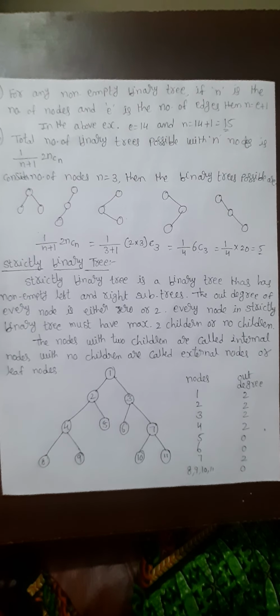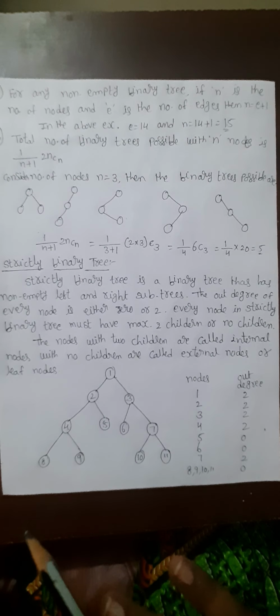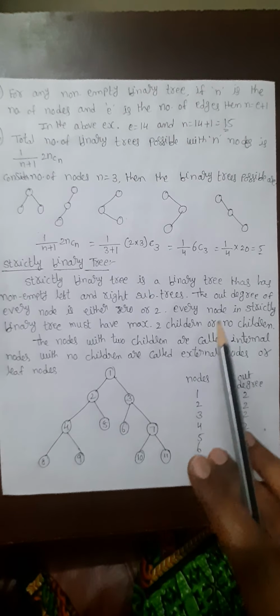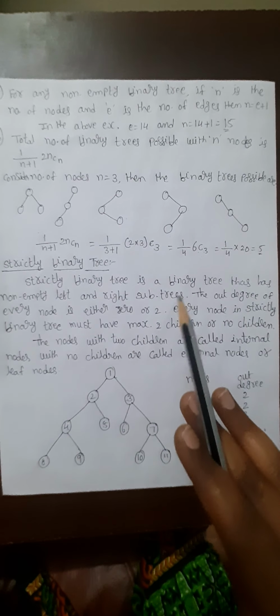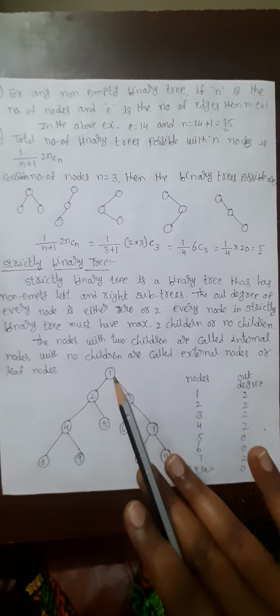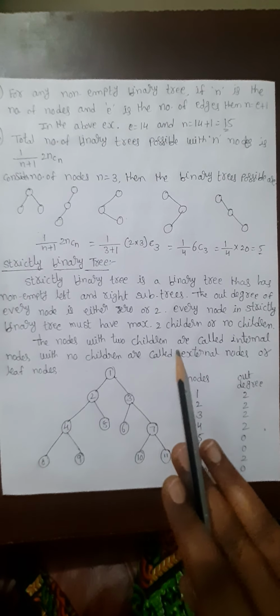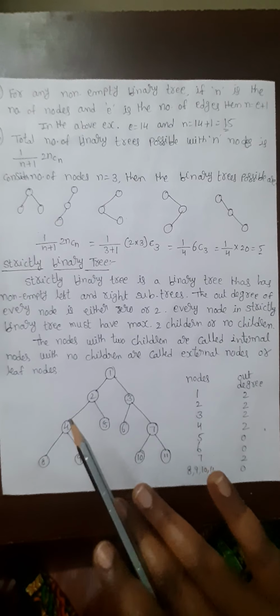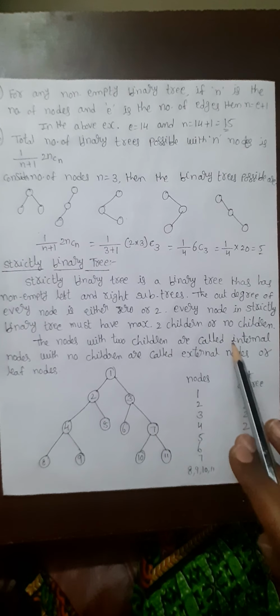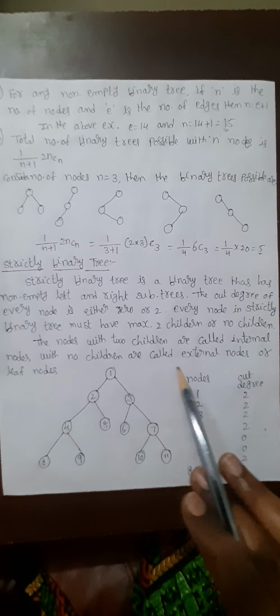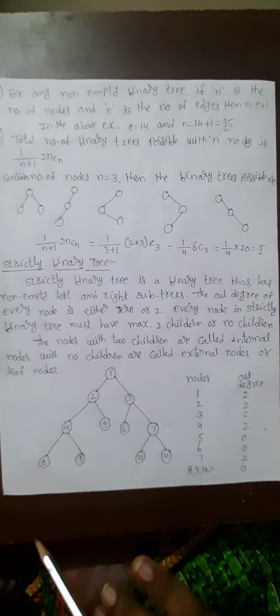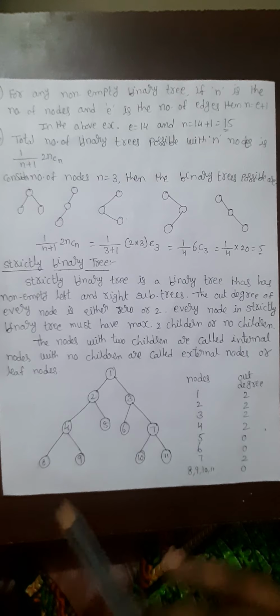That means it should not contain non-empty left and right subtrees. Here the out degree of every node is either 0 or 2, and every node in a strictly binary tree must have a maximum of 2 children, or it may not have children. The nodes with 2 children are called the internal nodes, and the nodes with no children are called the external nodes, or else leaf nodes.